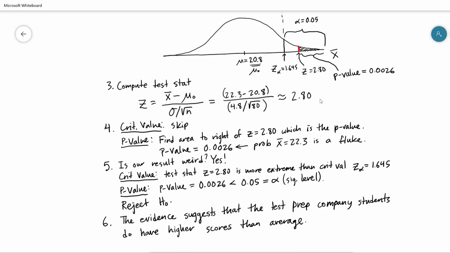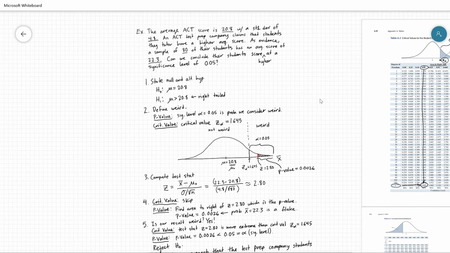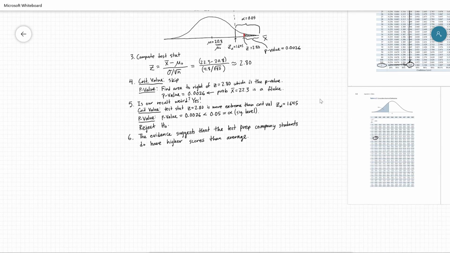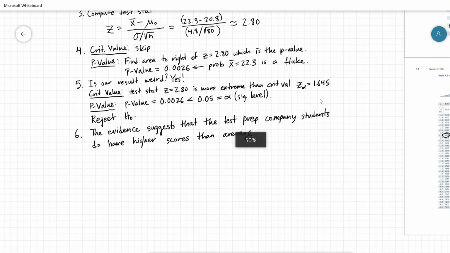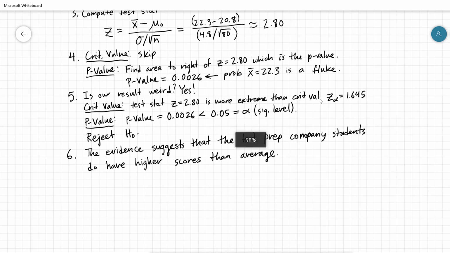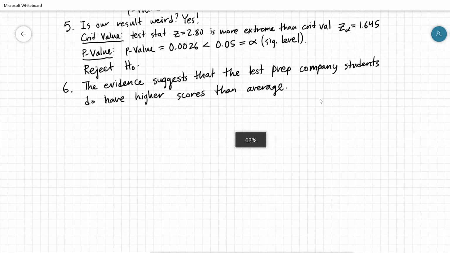And so going up to this, can we conclude that their students do score higher? The answer is yes. We can conclude that their students score higher. It's very unlikely that those results were just a fluke. Real quickly, let's also do this problem on the calculator.